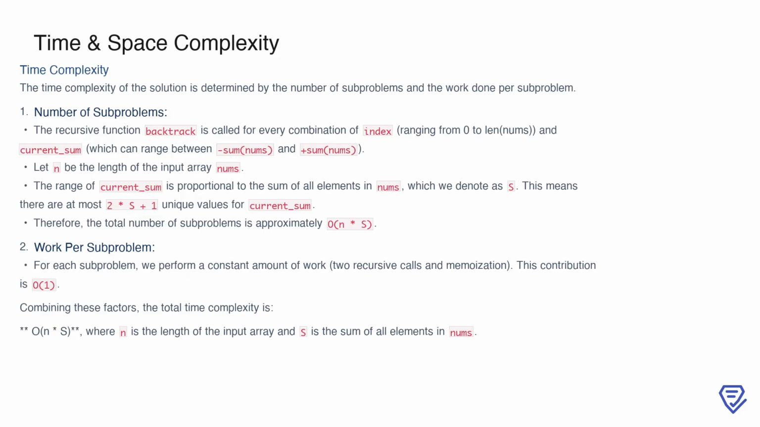Next, for each subproblem, the work done involves 2 recursive calls and storing results in the memoization table, which occurs in constant time, or O(1). When we combine these, the total time complexity becomes O(n * s), where n is the length of the input array and s is the sum of all elements in nums.